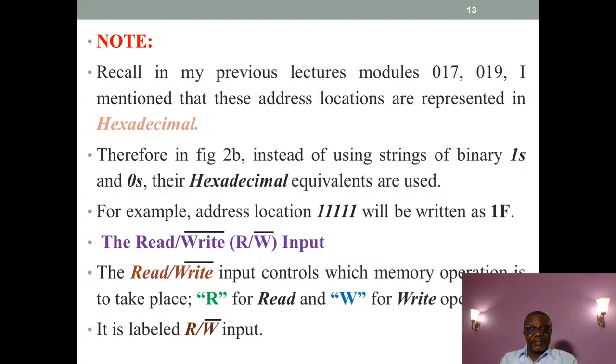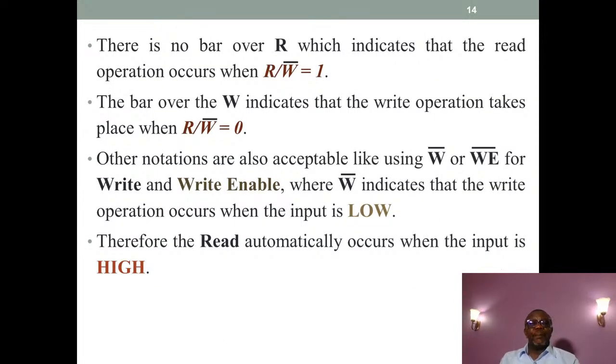So we quickly say that the read write, please note the bar on top of the write. The read write input controls which memory operation is to take place. R stands for read and W stands for write operation. It is labeled R slash W bar input. There is no bar over R, which indicates that the read operation occurs when R slash W bar is equal to 1. We've explained that. The bar over the W indicates that the write operation takes place when R slash W bar is equal to 0.